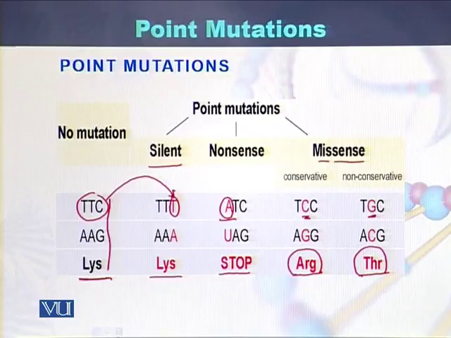So point mutations can be of three types: silent mutation, nonsense mutation and missense mutation. In case of silent mutation, there is a change at DNA level but there is no change at protein level. In case of nonsense mutation, there is a change at DNA level, but due to that change, there is a stop for the formation of the amino acids or of the polypeptides. In case of missense mutation, one amino acid is replaced by another amino acid.